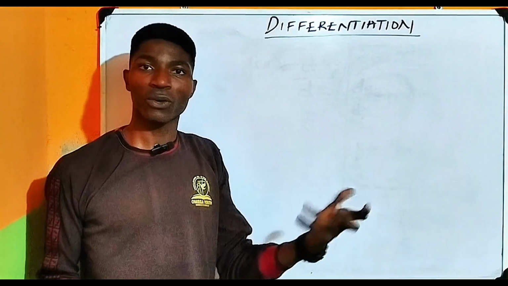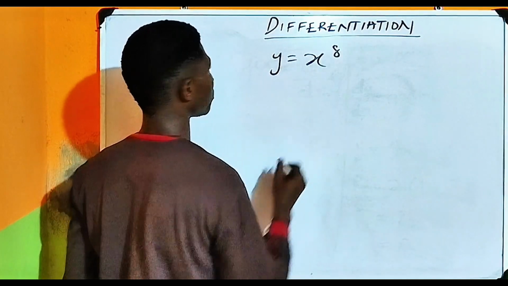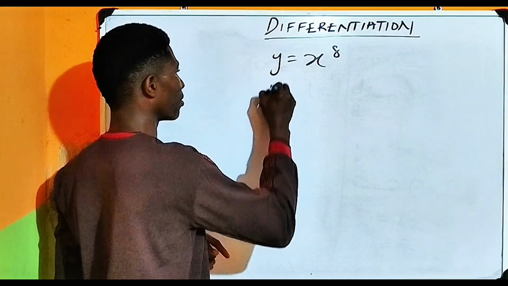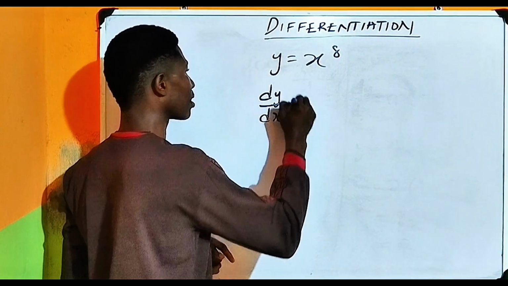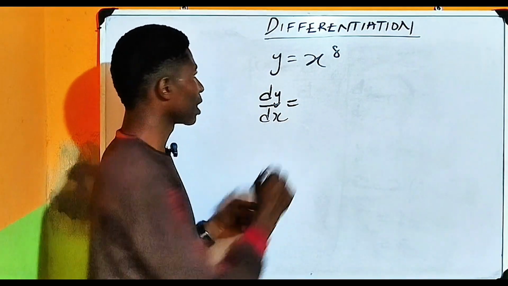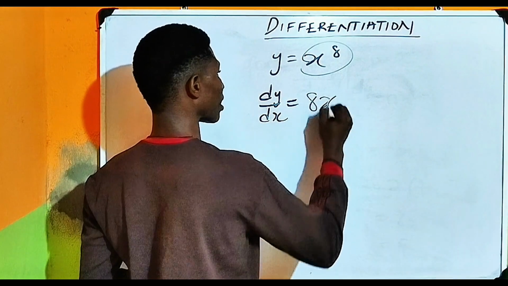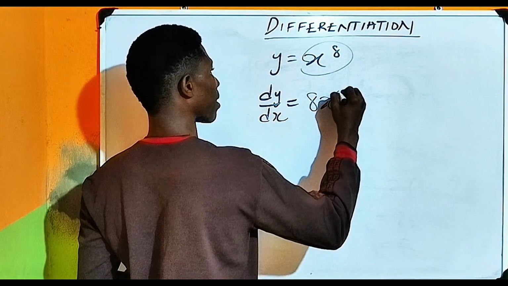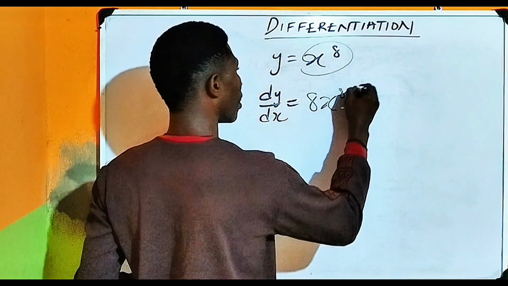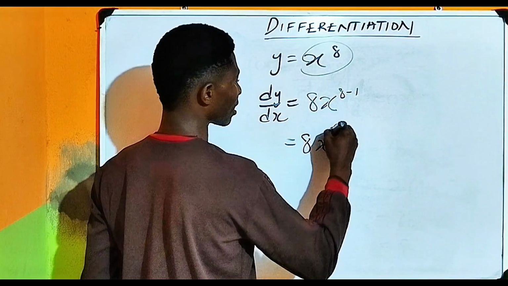Now, solving further, we have a question like y is equal to x power 8. When you differentiate y, you have dy over dx. Now, the first step I told you is to take the power and multiply everything here. The power is 8, so 8 times x power 8. That's the first step. Second step, subtract 1 from the power. We have 8x power 8 minus 1, which is 7.